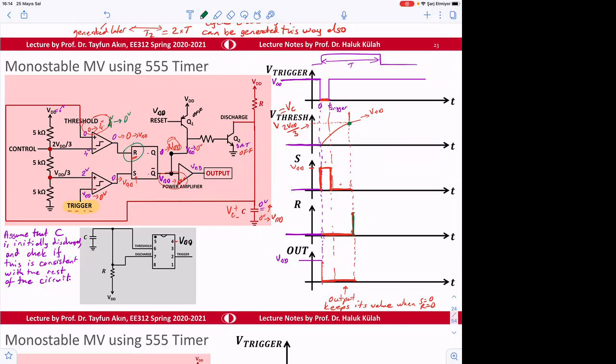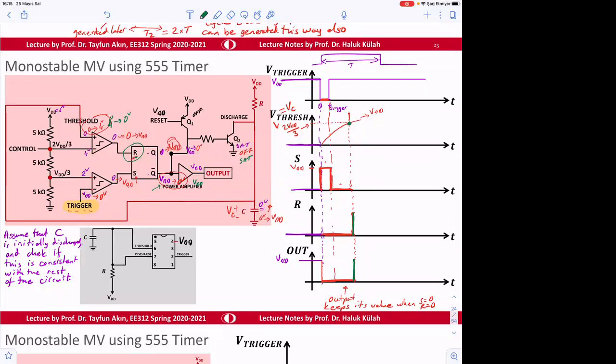Why? Because when that reaches and reset goes high, output goes here, because now it's reset. Reset means this goes to high again. When this goes to high again, VDD, and then this becomes SAT again. So SAT means this capacitor will be discharging.